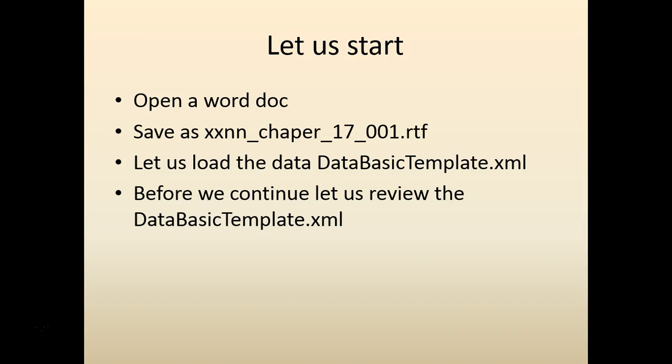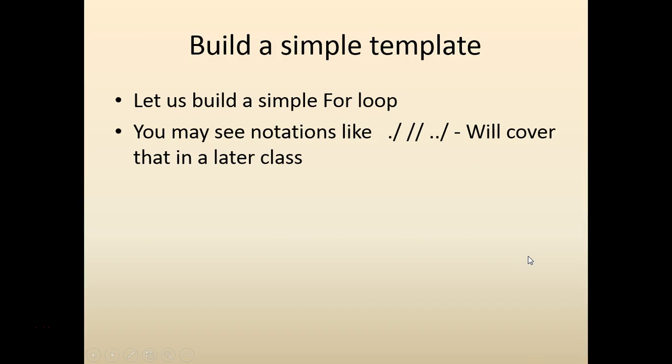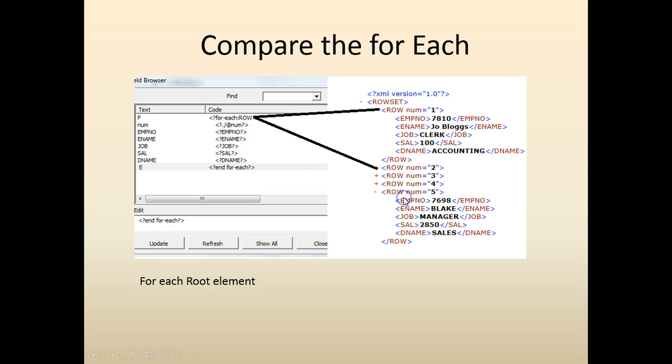Let's go ahead and open the first one, and we will look into that. Before we do that, let's see what we are going to do. We're going to look at how to create a loop. We are going to look at notations like double slashes. We'll cover this. Let's compare the for-each to the for-each that we created in the previous labs.